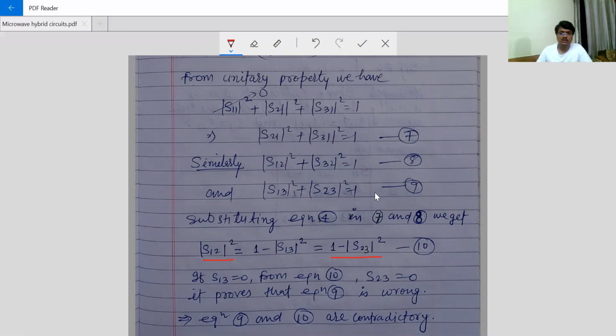And by using the 9th, 8th and 7th equations, what will happen? S12 equal to S21, so this may be written as S12 also. So S12 squared will be equal to 1 minus S31 squared, and S31 may also be written as S13 from equation 4. So S12 squared is equal to 1 minus S13 squared, which is equal to 1 minus S23 squared.